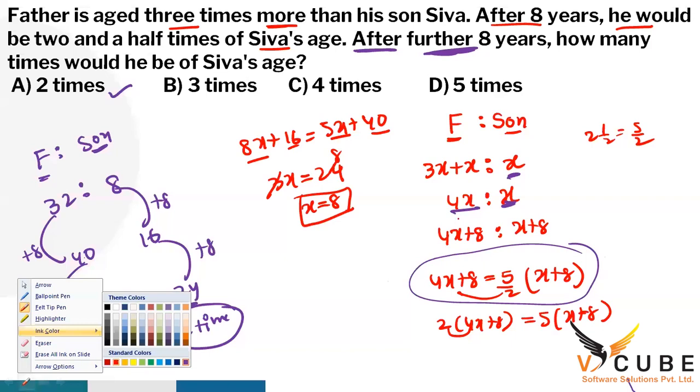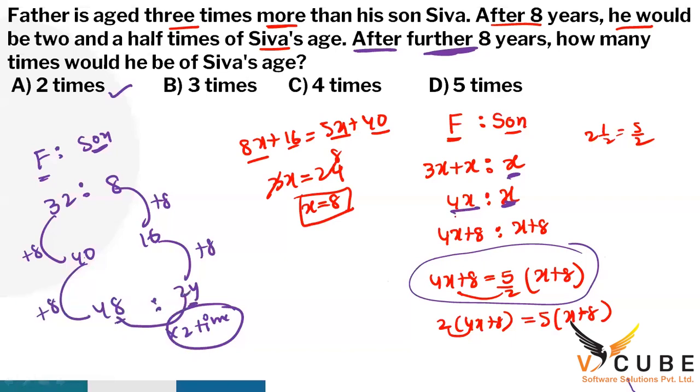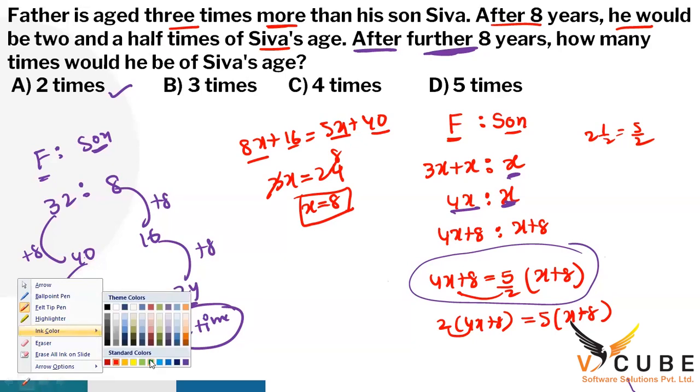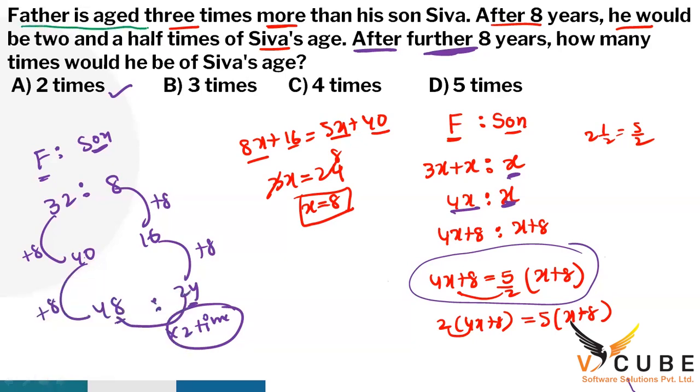So first read the question properly, guys. No magics here. Listen. Father is aged 3 times more than his son Shiva. Shiva's age we don't know. Let x, guys, here. Okay. Father is how many times? 3 times. X into 3, 3x.